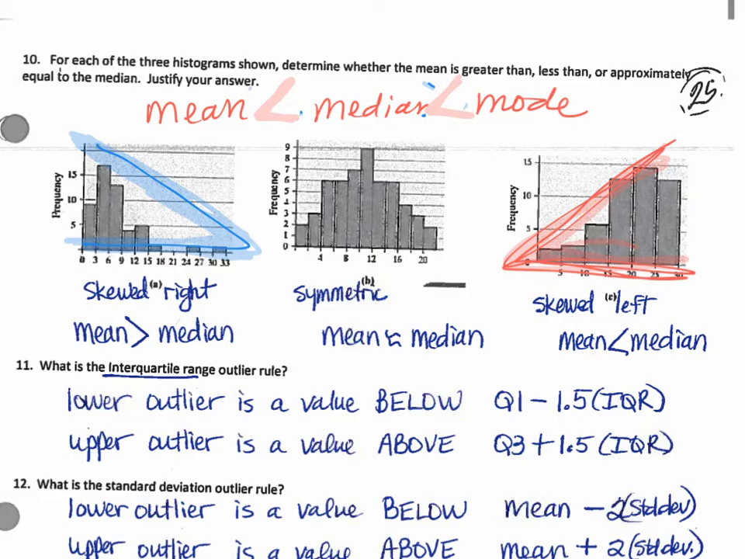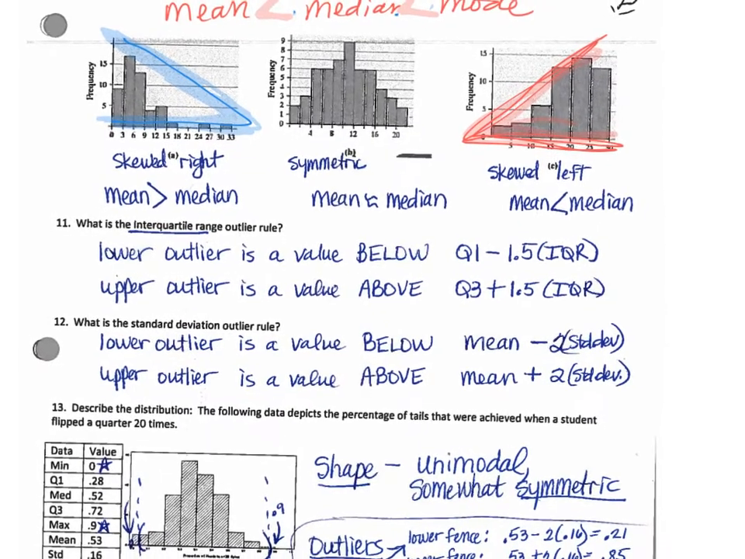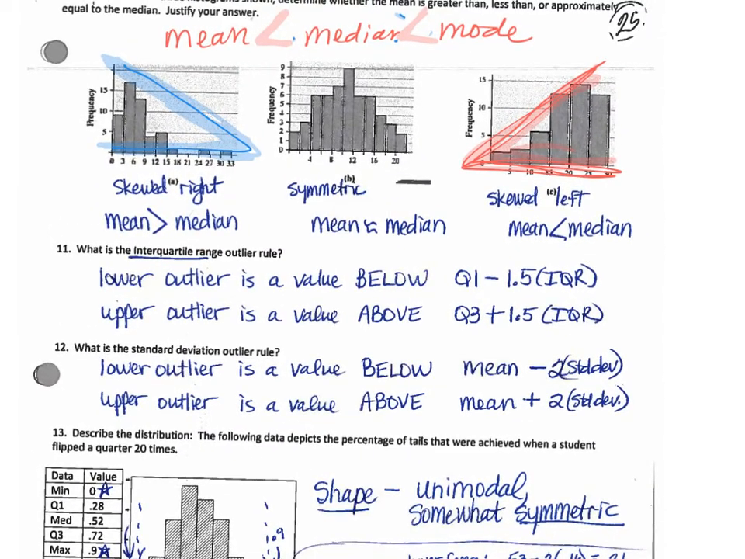You said justify your answer. Can we just do the sign thing like that, or do you want us to try like it's skewed right? You could just write the inequality sign.